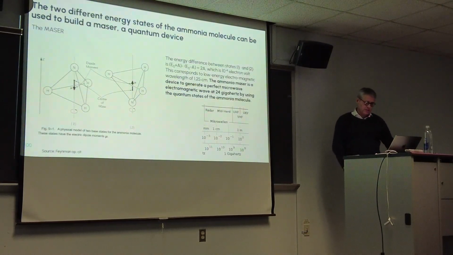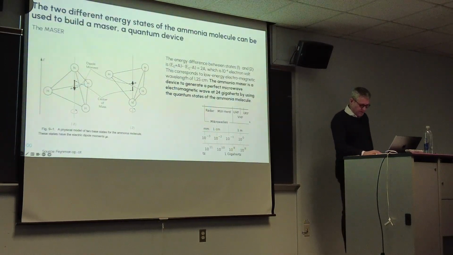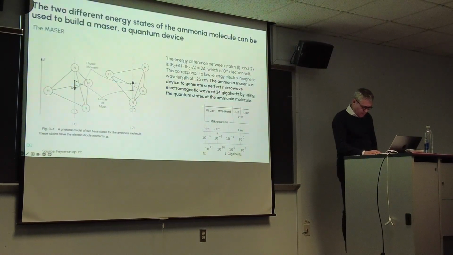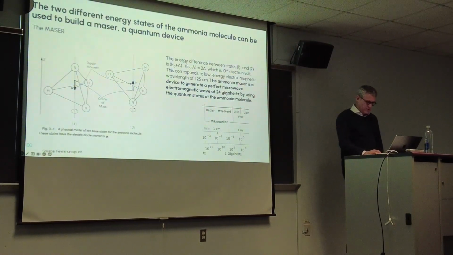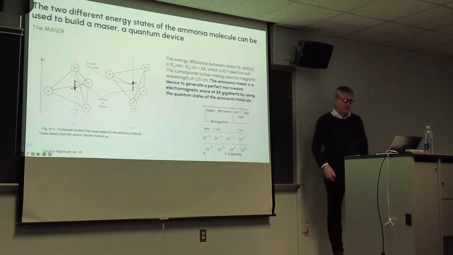So if you look at our table for electromagnetic radiation that we had before, 10 to the minus 4 electron volt is a wavelength of 1.25 centimeters. This is a logarithmic scale, so you have 1 centimeter, 10 centimeters, 100 centimeters. Somewhere here is the wavelength, and this is really the wavelength that you use in your microwave oven.